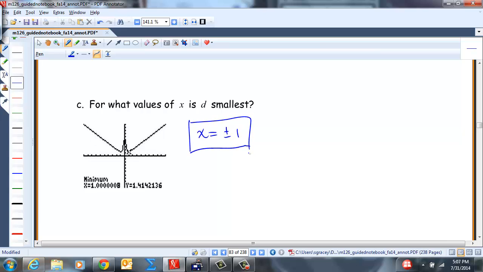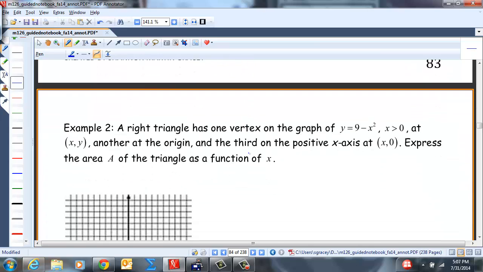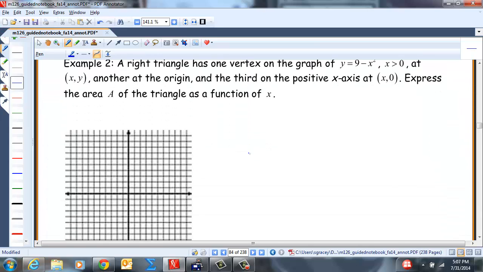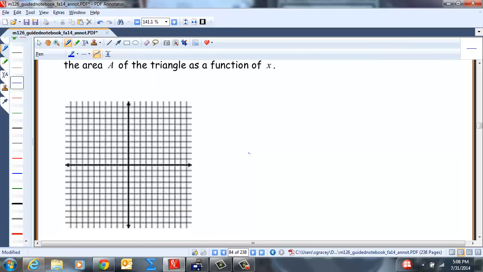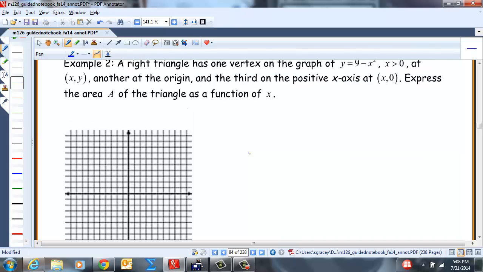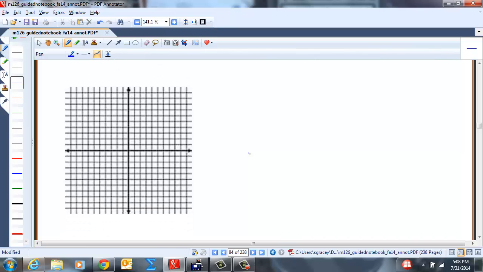Okay so far? Good. All right, so the next problem here: a right triangle has one vertex on the graph of y equals 9 minus x squared, where x is greater than 0, at x, y, another at the origin, and the third on the positive x-axis at x, 0, so somewhere x, 0. So let's take a look at the picture of this. So the graph was y is 9 minus x squared. So we have x and y.